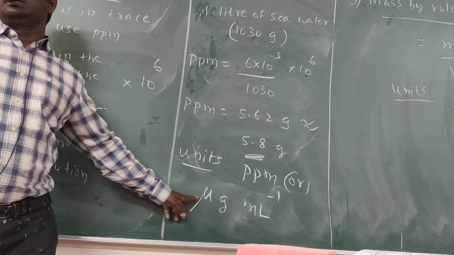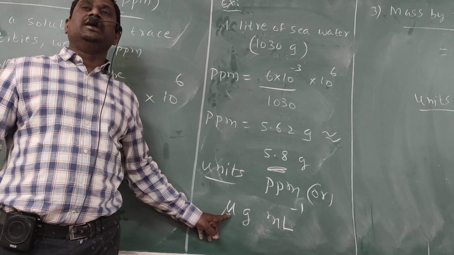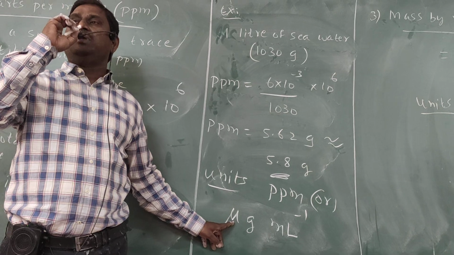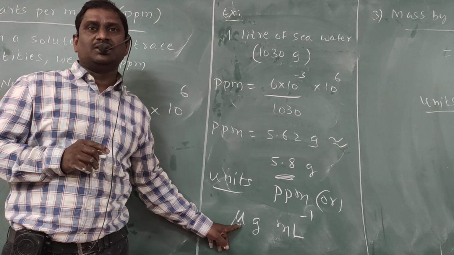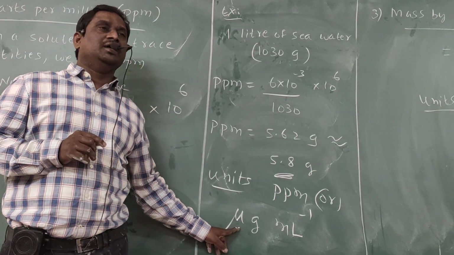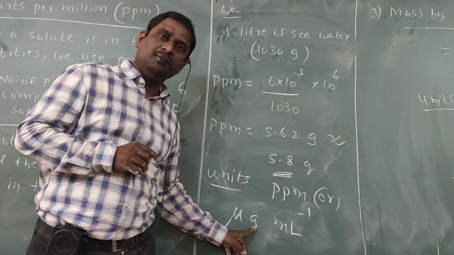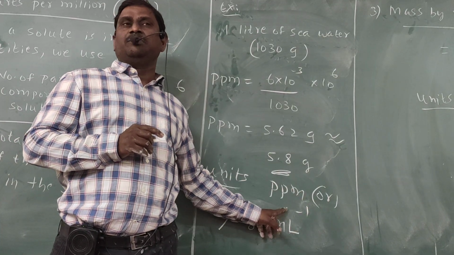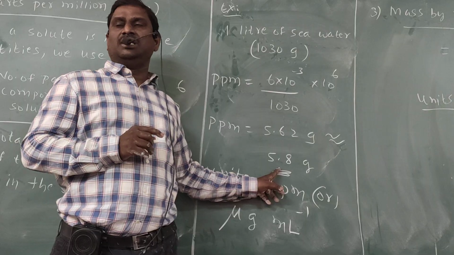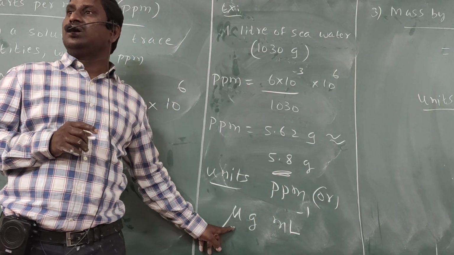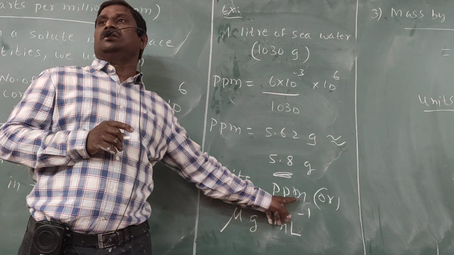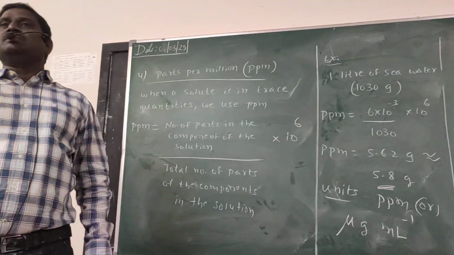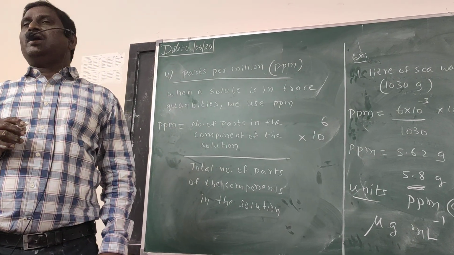The unit for ppm is ppm, or another unit, microgram milliliter inverse. Micro is 10 to the power of minus 6. Both are correct. ppm is the unit for parts per million, and microgram per milliliter. So this is the fourth method for measuring quantitative concentration.